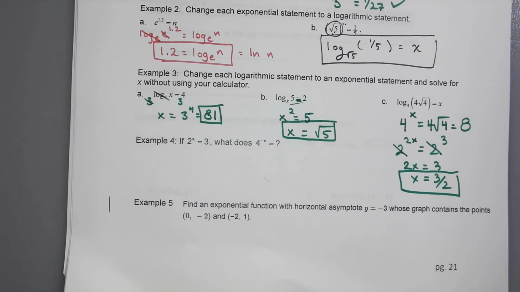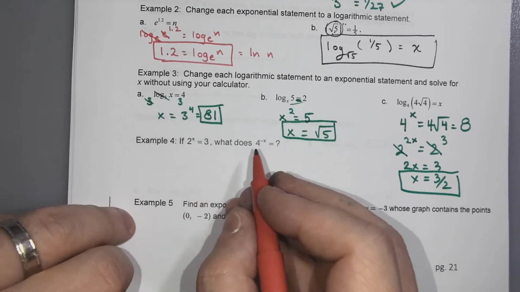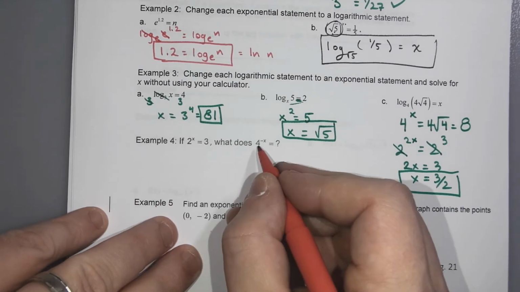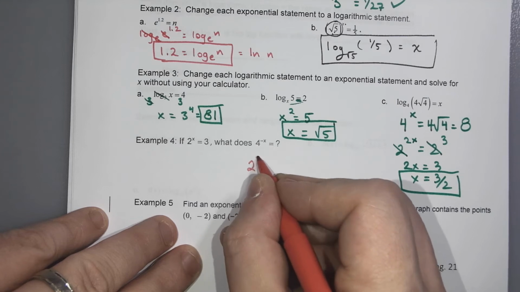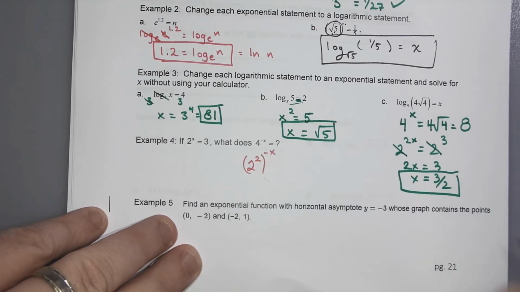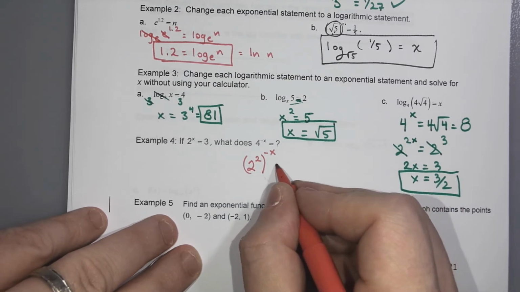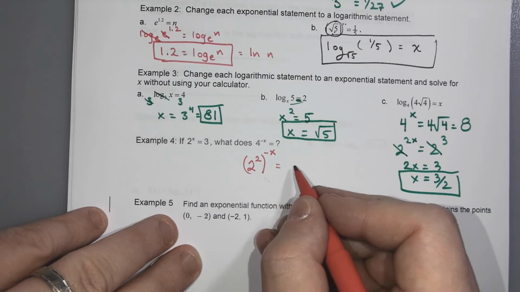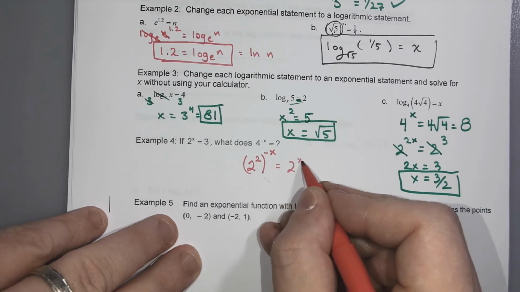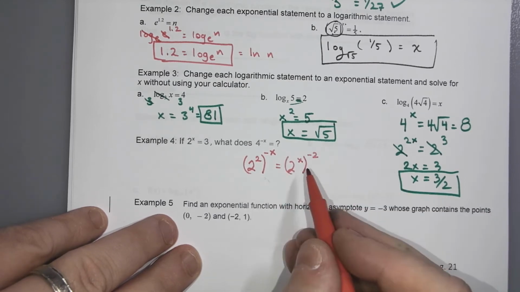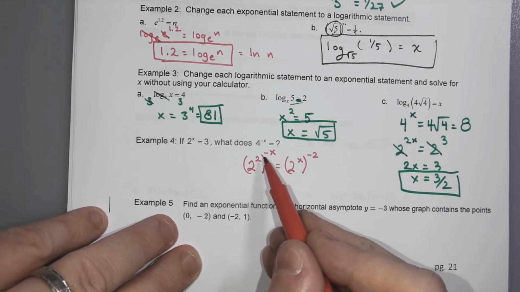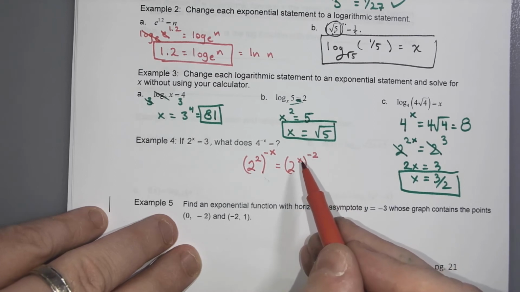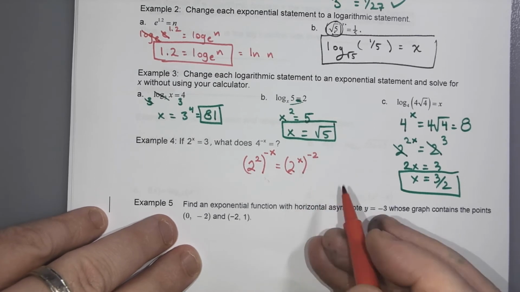Okay, here's an interesting manipulation one. 2 to the x equals 3, we're trying to find out what is 4 to the negative x. Do you agree that 4 to the negative x is the same as 2 squared to the negative x? Because 2 squared is 4? Well, if so, you should also believe that this is the same as 2 to the x to the negative 2. Because by exponent rules, power to power would be negative 2x, and this is just another way of writing negative 2 times x is negative 2x.